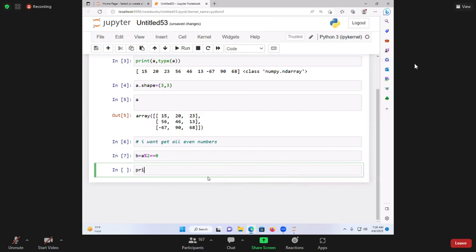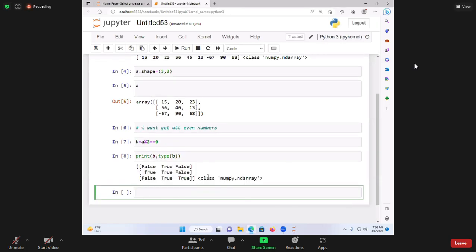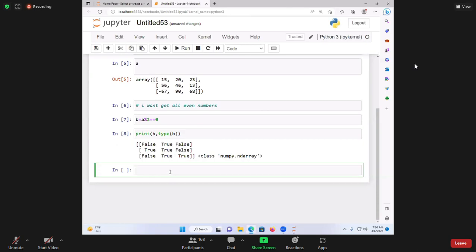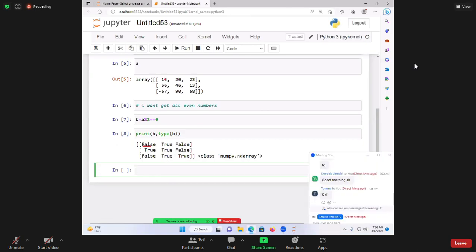So here you see print of B comma type of B. Observe it. False for 15. 20 is true. And 23 is false here. 56 again true. 46 true. 13 false. And minus 67 is false. And 90 is true. And 68 is true.